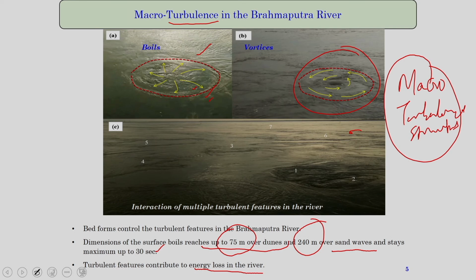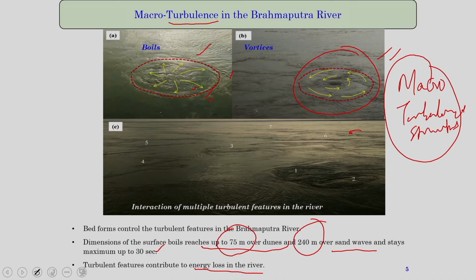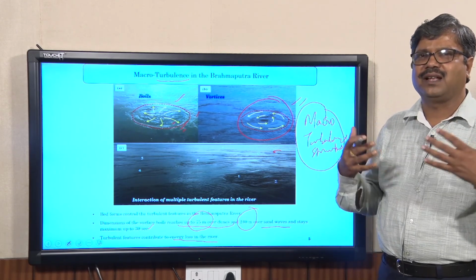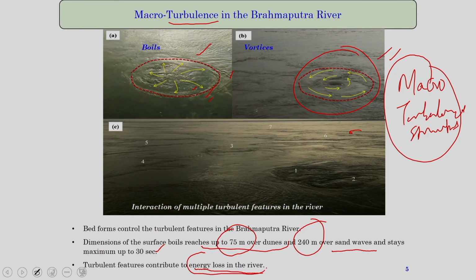So these macro turbulent structures are quite visible in the Brahmaputra river, but in other rivers you can also have smaller magnitudes of turbulent structures. Try to understand it: the structures change the flow characteristics, sediment transport mechanisms, as well as the energy dissipations. That's what contributes to the energy losses in the river. So that's the new concept we are introducing to you.